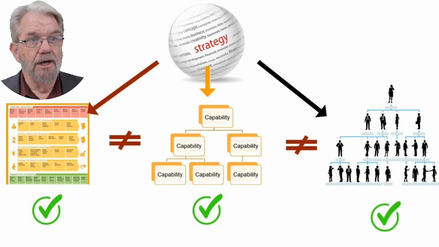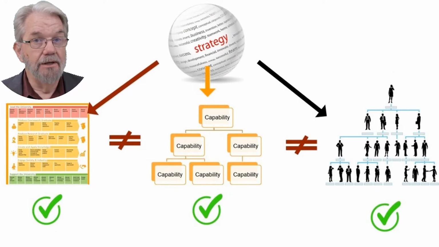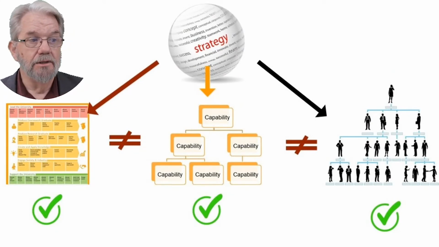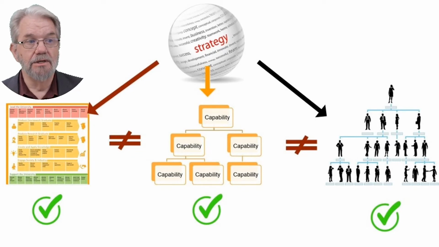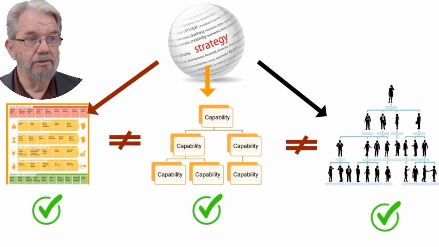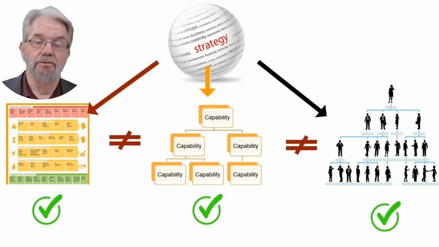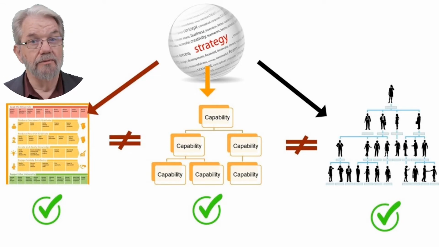Now, we do need a process architecture, and a capability model can be a very useful thing. It's a different perspective, as is the organisation chart, and there's no equivalence between those three things. We might derive them all from strategy, but it doesn't mean one is just a reworked version of the other. All three of those things are important, useful, and different.